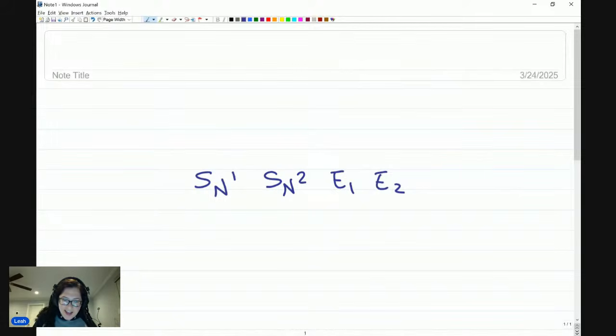Today's session is an introduction to SN1, SN2, E1, E2 reactions. It is one of the most difficult topics in organic chemistry. The only one more difficult, in my opinion, is spectroscopy. The only topic more difficult than substitution elimination is spectroscopy.